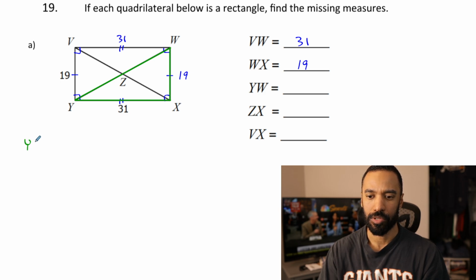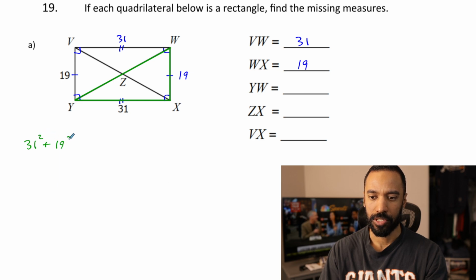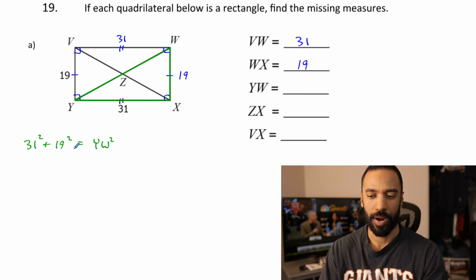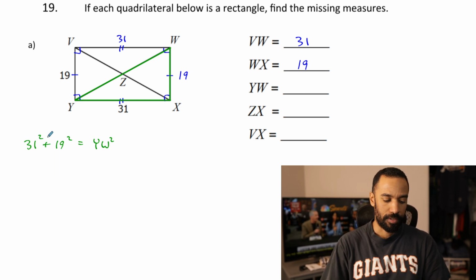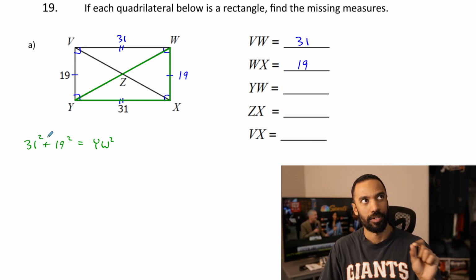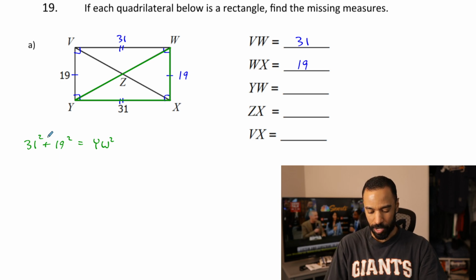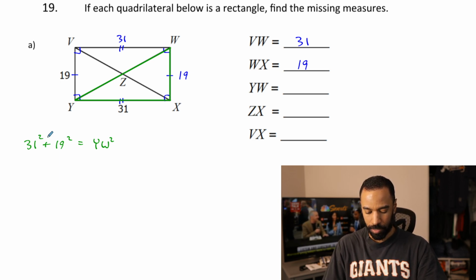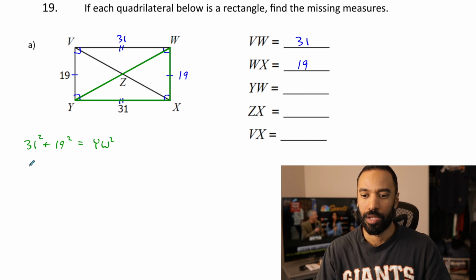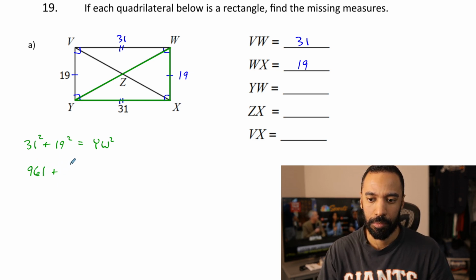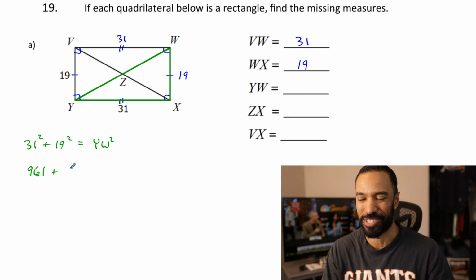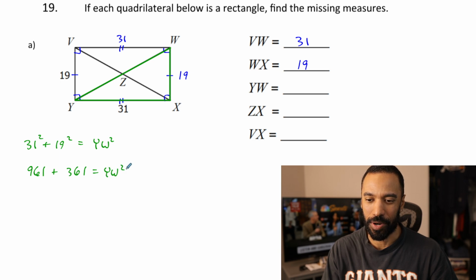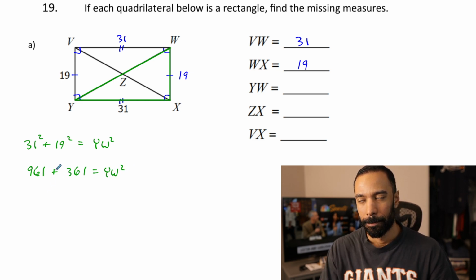So YW squared, let me do it the other way. 31 squared plus 19 squared is YW squared. I don't know 31 squared. I should. I think it's 961. Let me check that. 31 squared, 961. So 961 plus 19 squared. I think it's 361. 361 is 19 squared. So 961 plus 361 is YW squared. 1322.